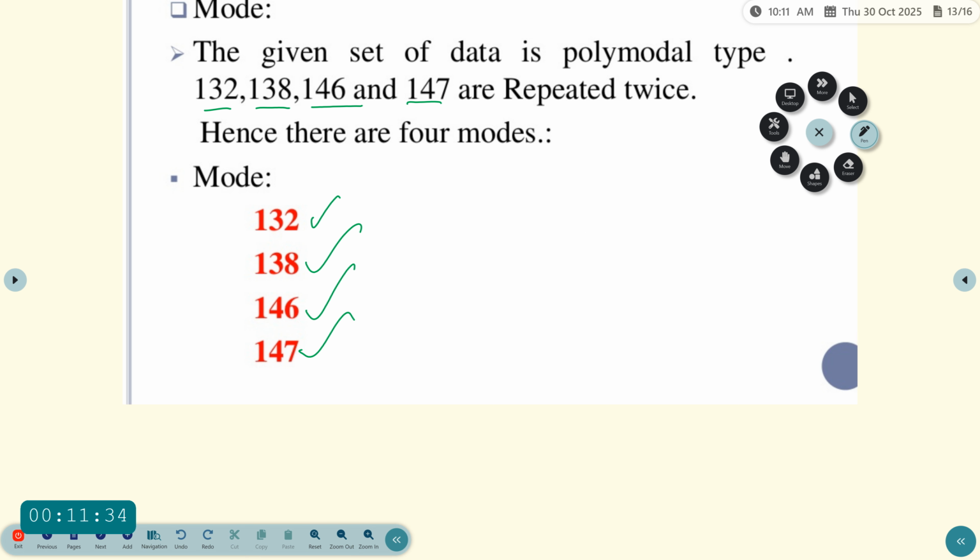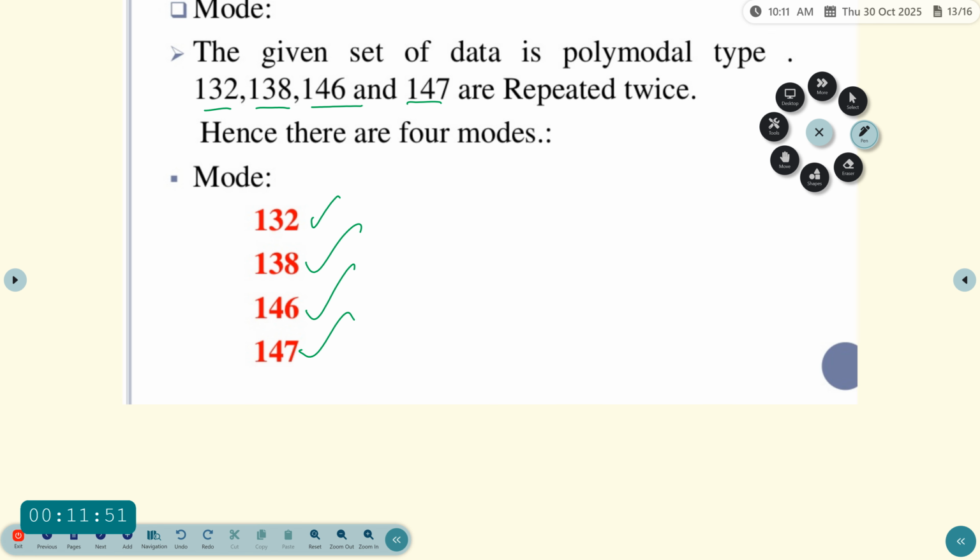This is called multi-mode. Only one mode means unimodal, two modes means bimodal, then trimodal, and then multimodal. The distribution is a multimodal distribution. I think this is very clear for you.